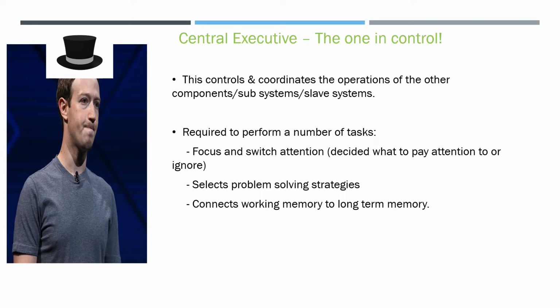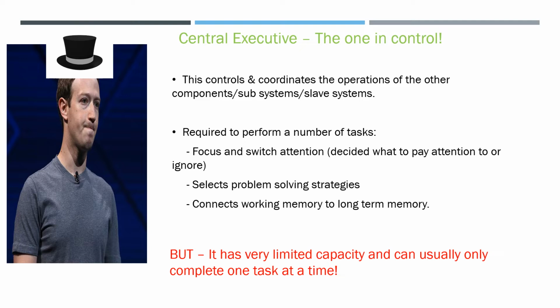So it's the one that's in charge, really, says where each piece of information should go, what we should be paying attention to. But it does have an extremely limited capacity and can usually only complete one thing at a time. So that is why I can't think of a lot of things all at once. Your central executive is taking one piece of information in at a time and passing that on. Then takes another, right, where am I putting that? I'll pass that on. So it is very limited.